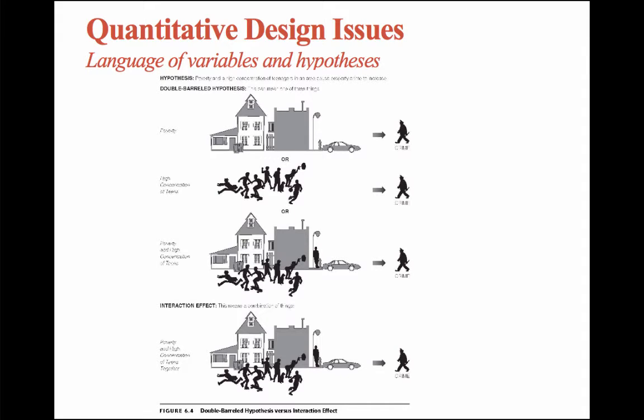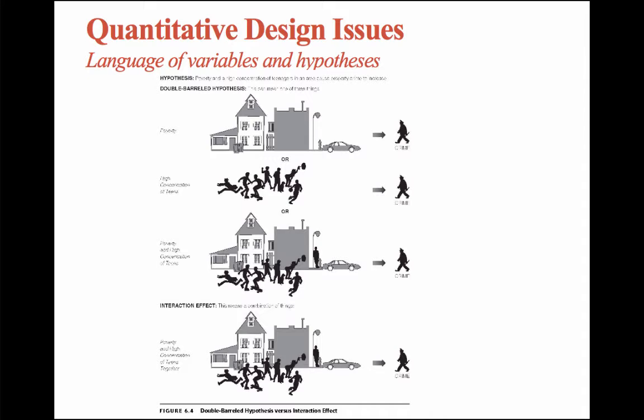In this kind of description, what you're seeing is that poverty can lead to crime. High concentration of teens can cause crime. But the problem is, what happens when you have poverty and a high concentration of teens, right? We don't know which one causes crime.